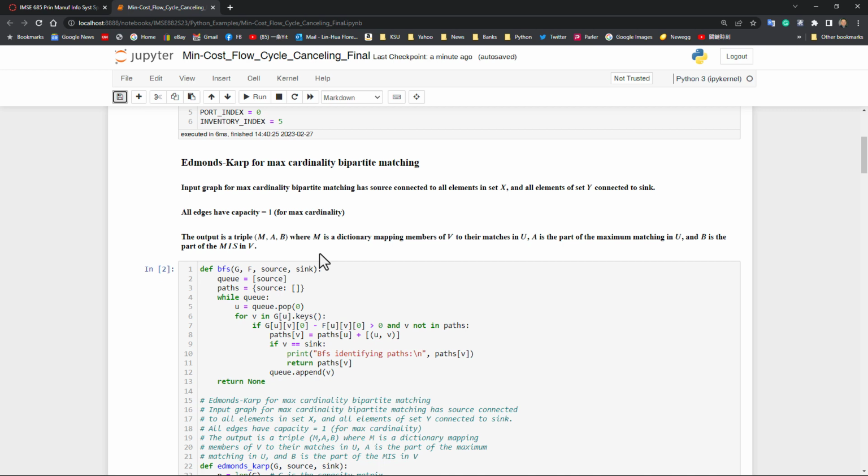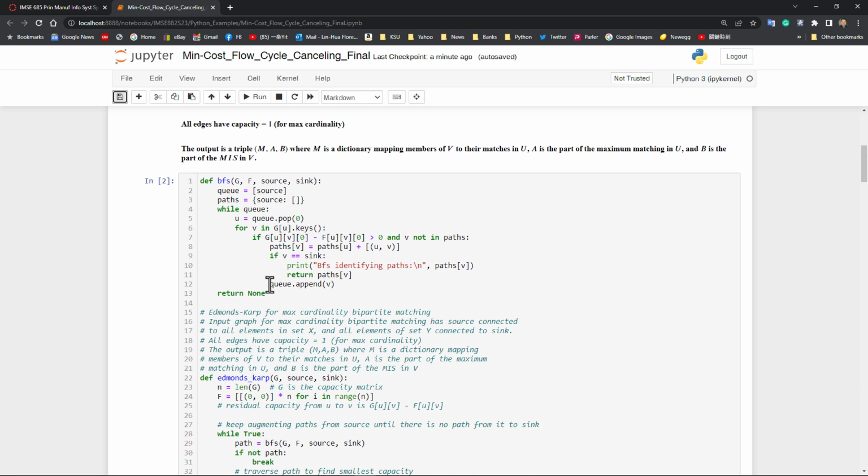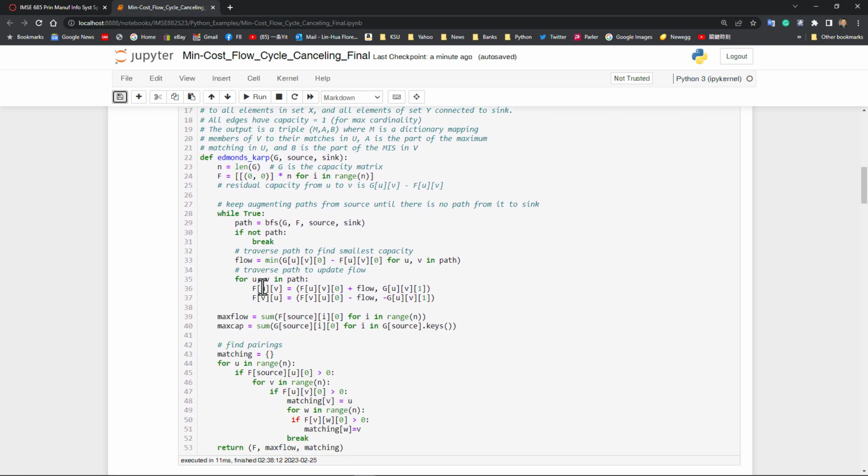This subroutine returns three outputs in a triplet. M is the dictionary mapping members from V to U. A is the part of the maximum matching in U. B is the part of the maximum matching in V. This algorithm is fairly straightforward. We find a residual graph first, then we keep augmenting paths until there's no path from the source to the sink.